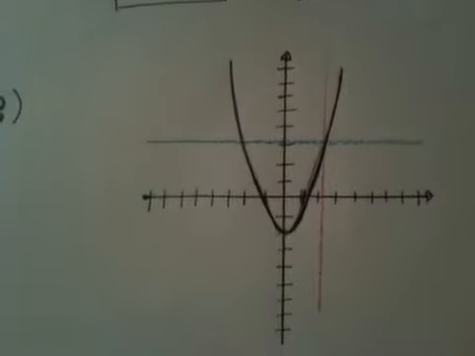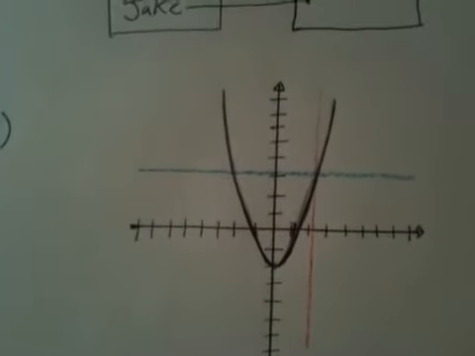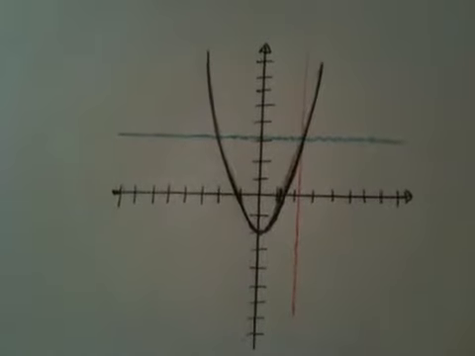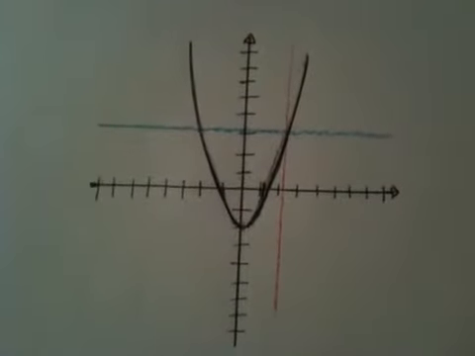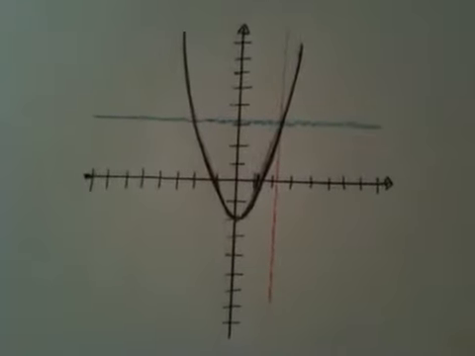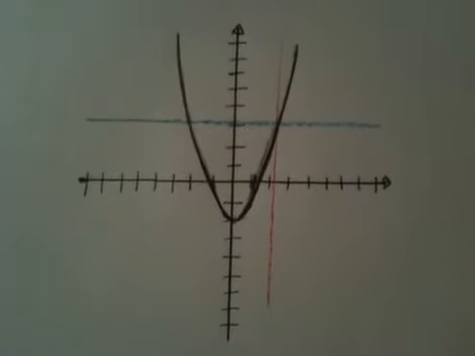In our vertical line test, shown in red, we can see that no matter where you put the vertical line, it will only cross the graph at one point, meaning for every x there is only one y.